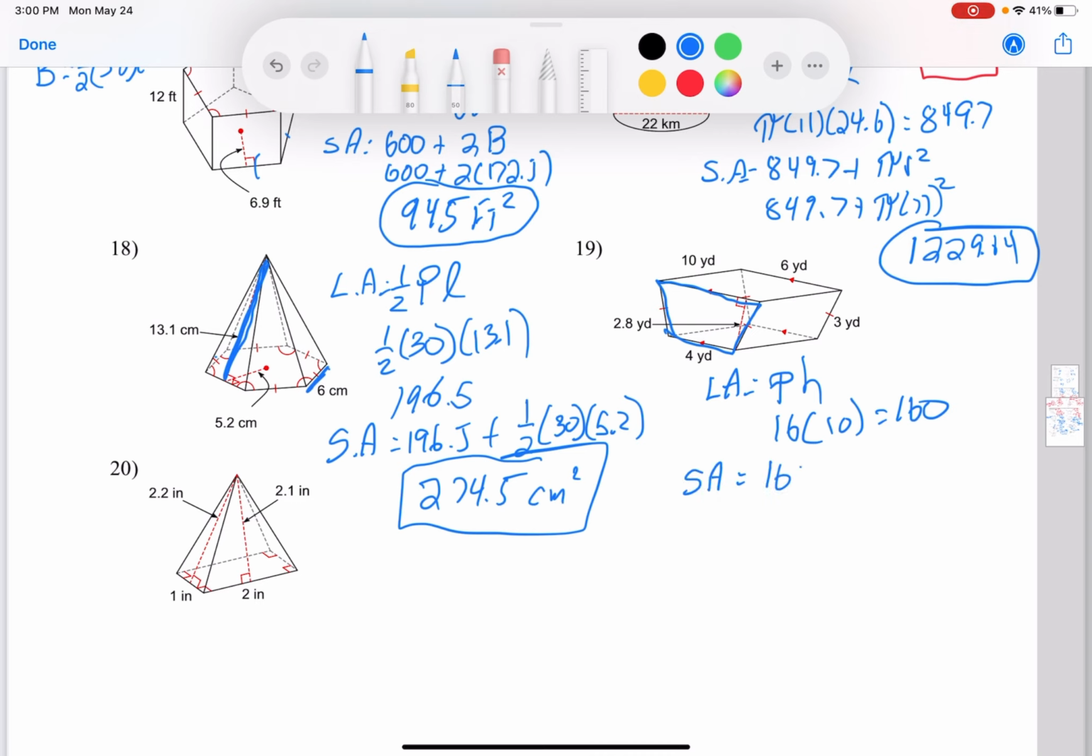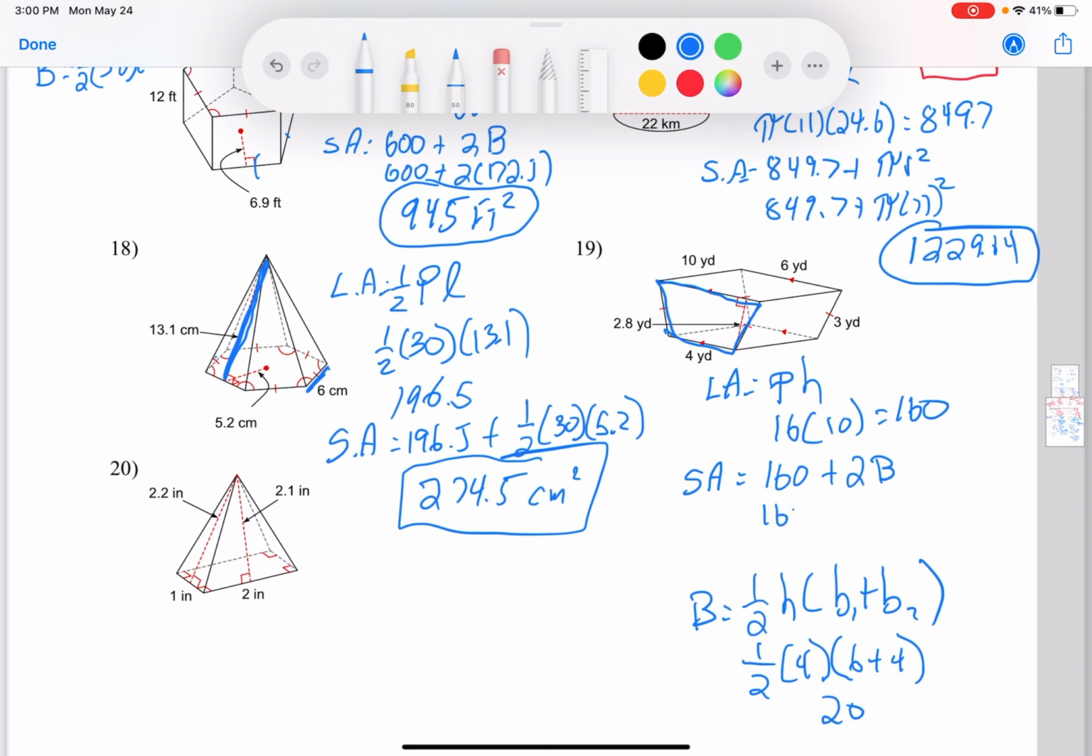Surface area is going to be that 160 plus 2 times the area of the base. So 2 times capital B. And again, our base in this case is a trapezoid, so that's 1/2 the height times b1 plus b2. So that's 1/2 the height of our trapezoid, which is 4, and then 6 plus 4. So 1/2 of 4 is 2, 2 times 10, so that's 20. So this is going to be 160 plus 2 times 20, which is 40. So 200 yards squared.